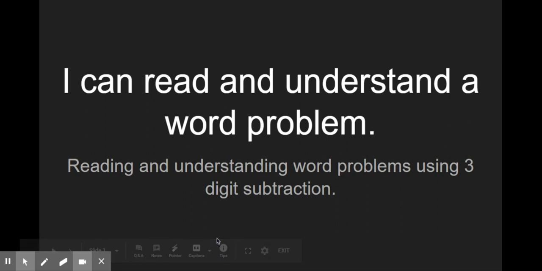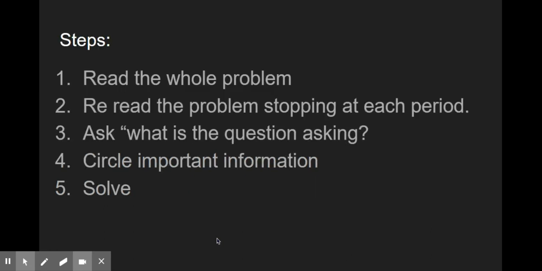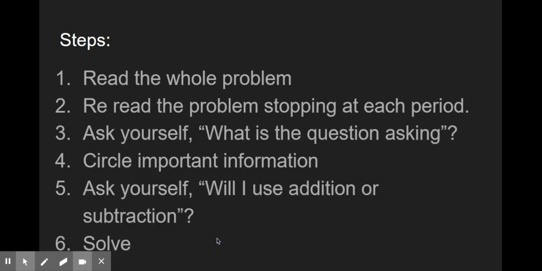All right, say it with me. I can read and understand a word problem. Today, we are going to review the steps to be the boss of our math word problems. Remember these? This was when we knew it was addition. Now you guys are so smart, it could be addition or subtraction. So we're going to review subtraction today, giving you the opportunity to differentiate.